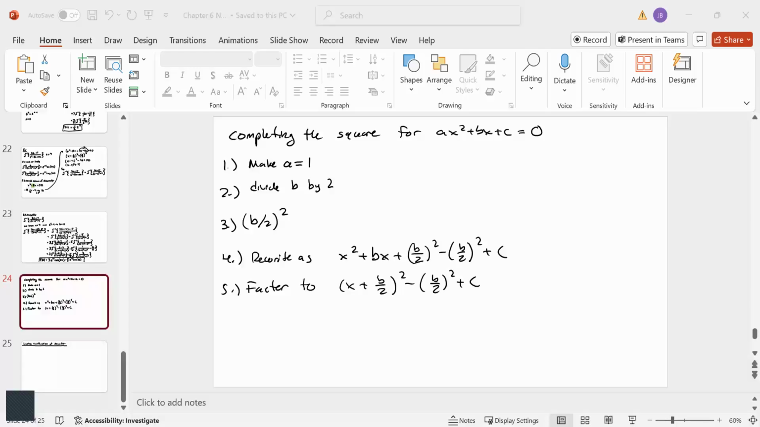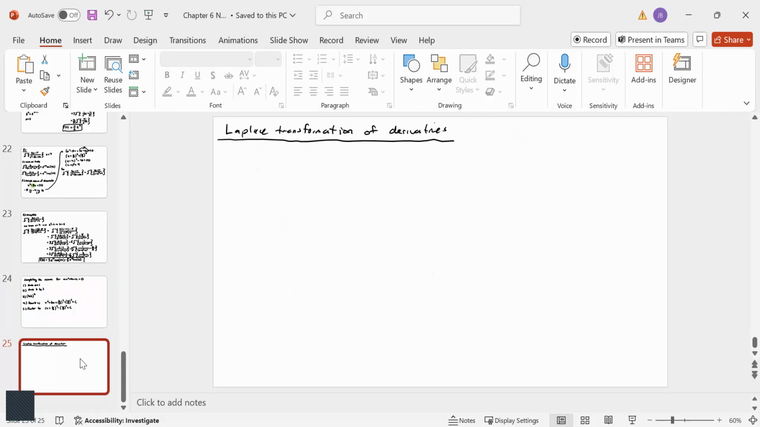Now we're going to shift our attention to taking the Laplace transformation and eventually inverse Laplace transformation of derivatives. So because we're dealing with differential equations, there are derivatives involved, so we have to be able to take the Laplace transformation of a derivative.